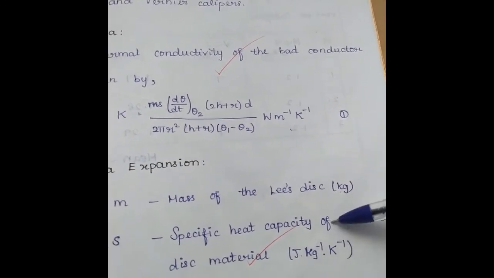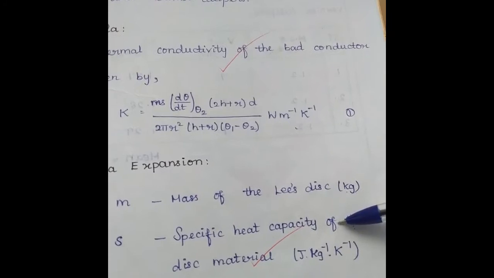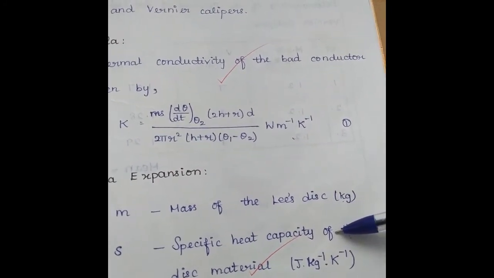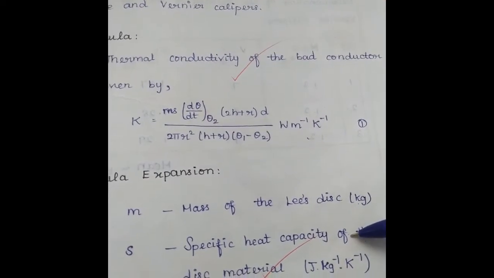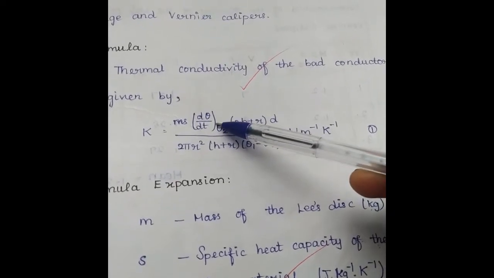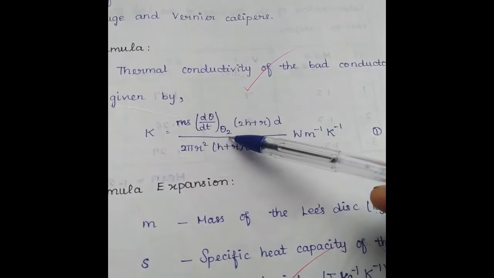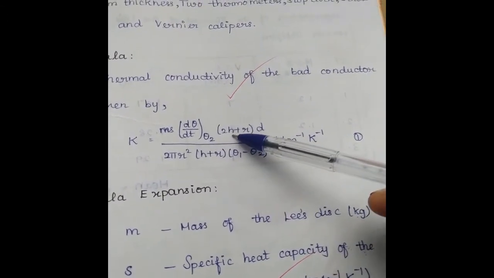You know, specific heat capacity is nothing but the amount of heat required to raise the temperature of 1 kilogram of substance by 1 Kelvin. That is also a constant. You can get it from the manual. And d theta by dt you are getting from the graph, that is the slope of the curve in the graph around theta 2. And here h represents the thickness of this least disk, right?